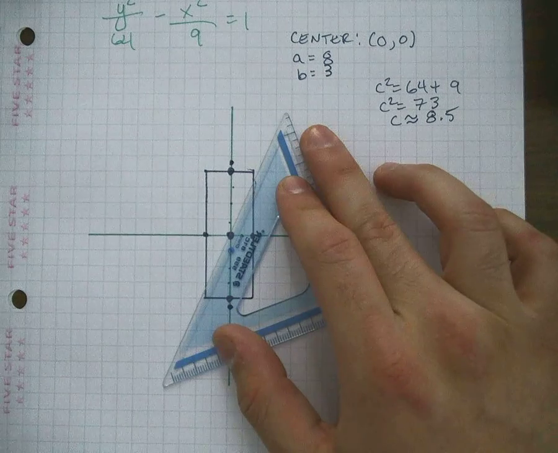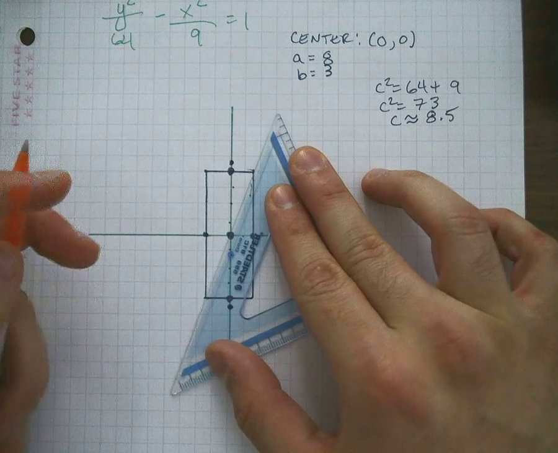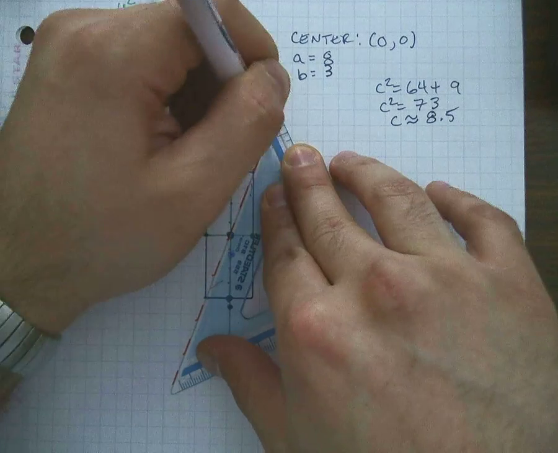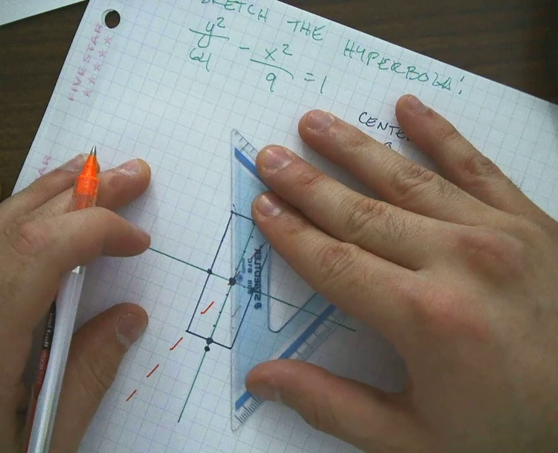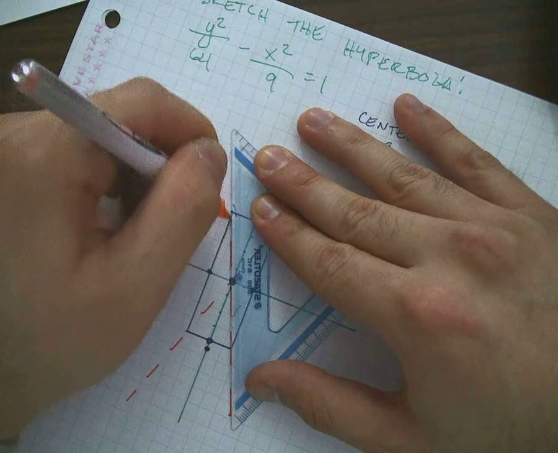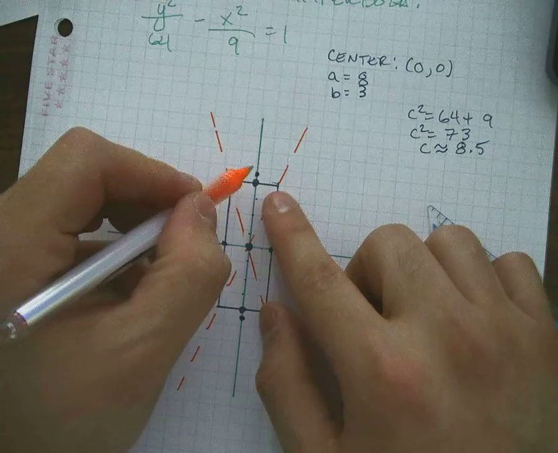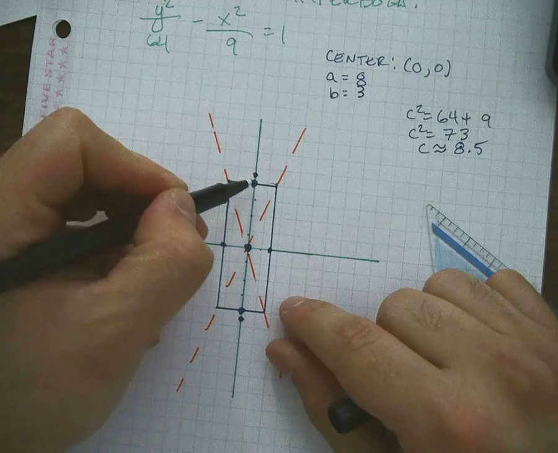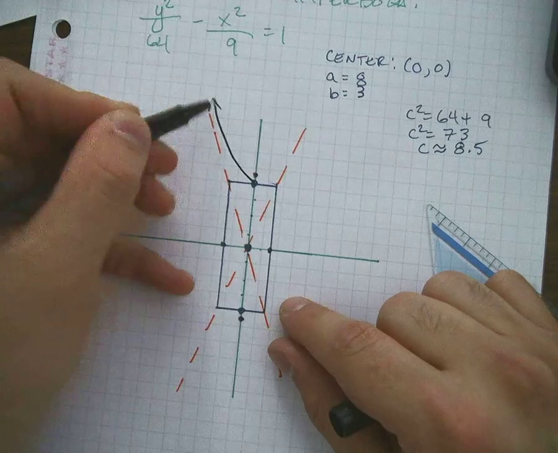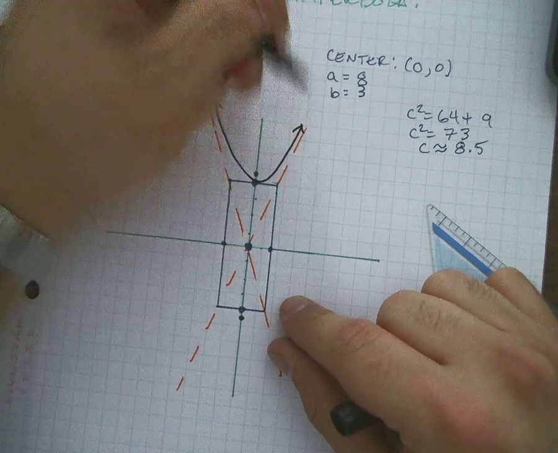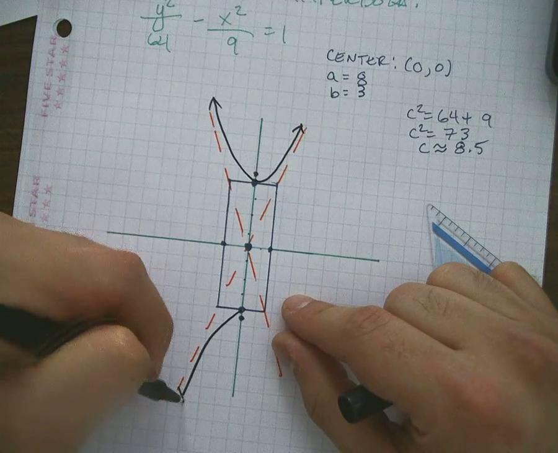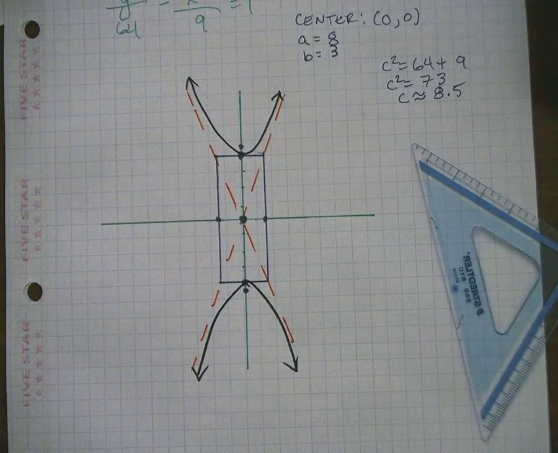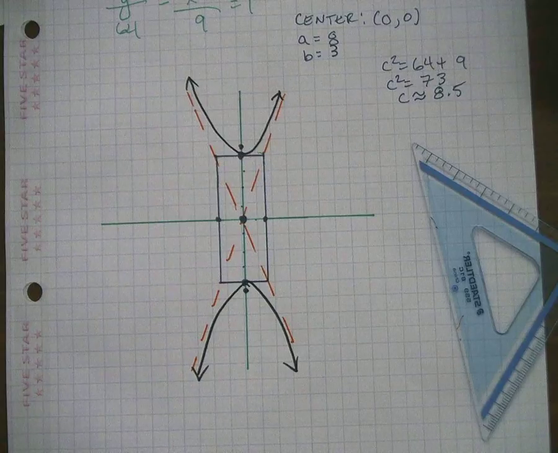So let's draw some asymptotes here. There's one asymptote. And here's the other asymptote. There's that. Our vertex, our focus, there, and there, right there, and right there. So that is the entire graph of the hyperbola there.